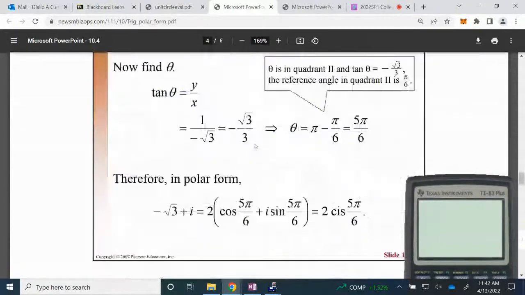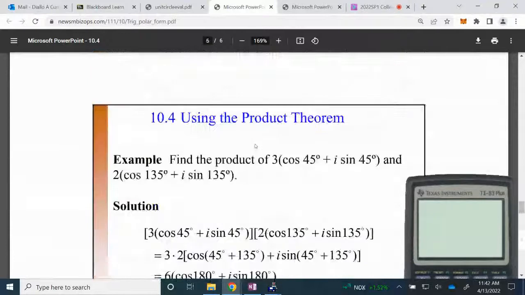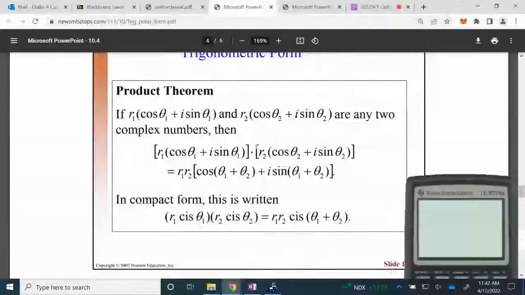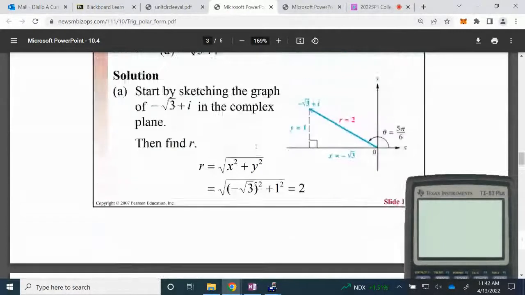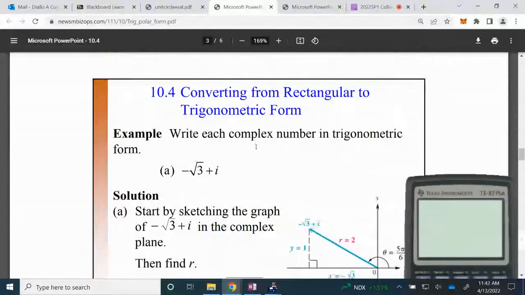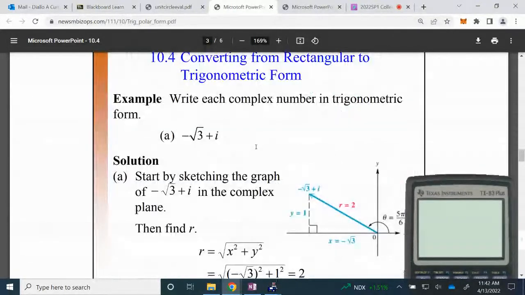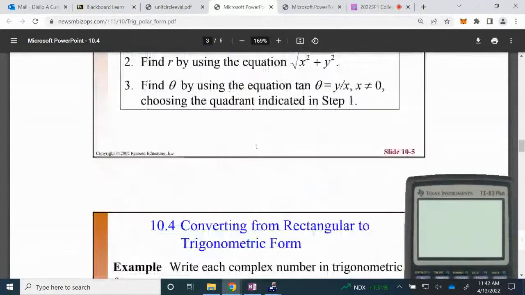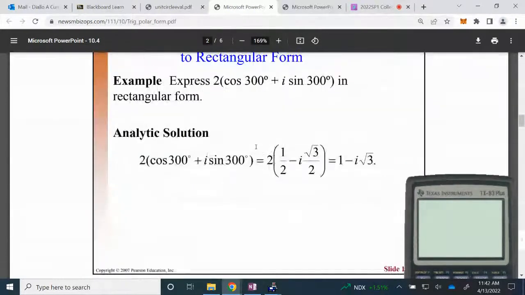There is also a compact form, and I want to find that. Okay, I actually don't see it. I'll tell you what, we will just take a look at the example on the slide.